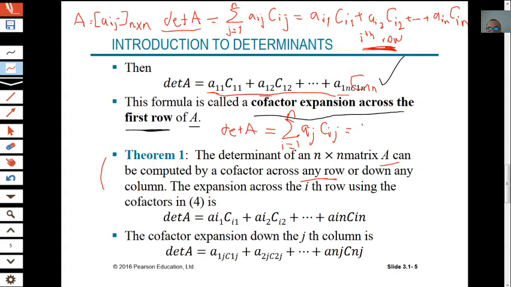Explicitly it is written as a1j C1j plus a2j C2j and so on, anj Cnj. Okay, this is the expansion of the determinant, the cofactor expansion for the determinant of the given matrix according to the jth column.